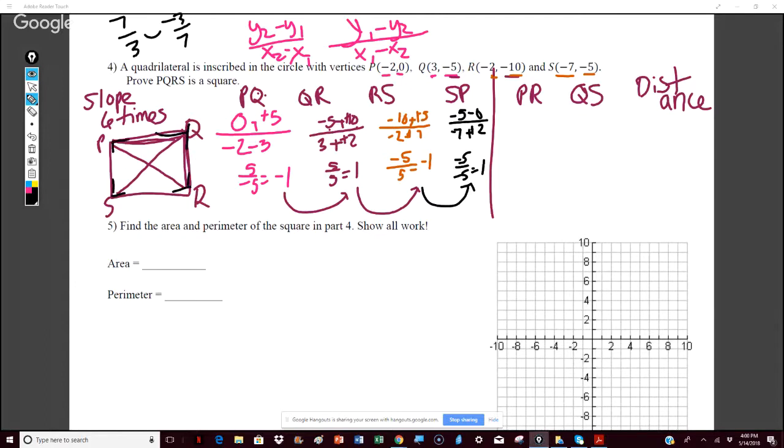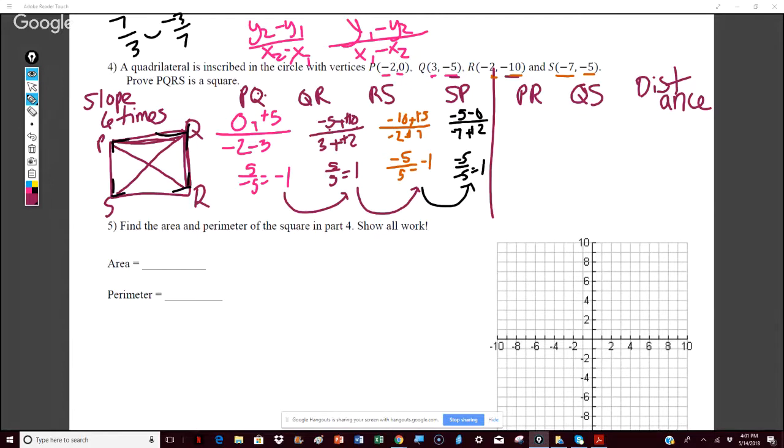But we haven't proven that the diagonals are perpendicular. The diagonals really do have to be perpendicular. If it was a rectangle, the diagonals would just be congruent, but because it's a square, the diagonals have to be perpendicular.